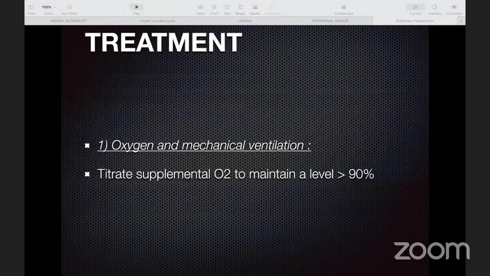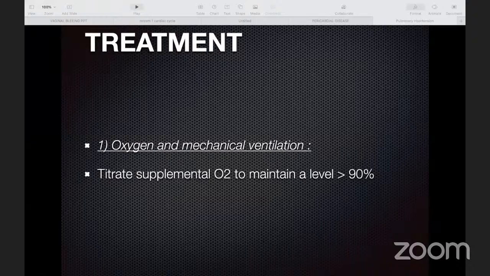Now coming to the treatment, so we have discussed the symptoms and signs. We have discussed the diagnostic tools. The treatment, there are 6 treatment steps. The first one is oxygen and mechanical ventilation. So always you have to titrate the supplemental O2 to maintain a level more than 90%.